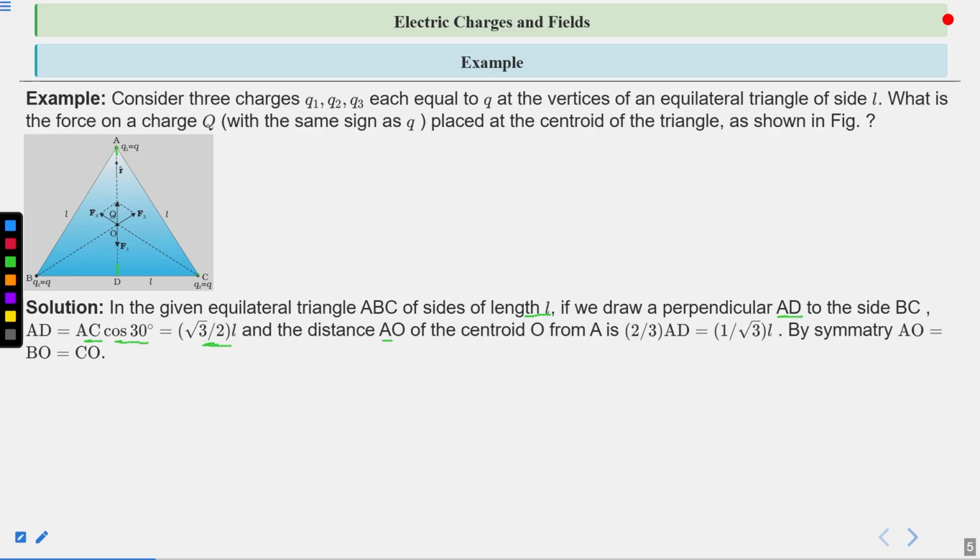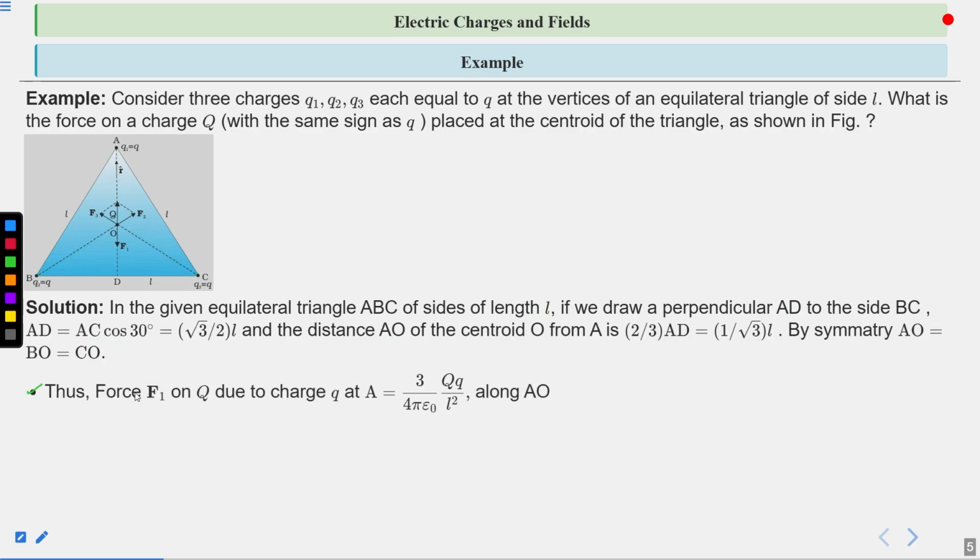And the distance AO of the centroid O from A is 2 by 3 of AD. So it will be 1 divided by root 3 multiplied with L. So this is the given data. Now by symmetry, AO is equal to BO and BO is equal to CO. It means all of AO, BO and CO are equal.